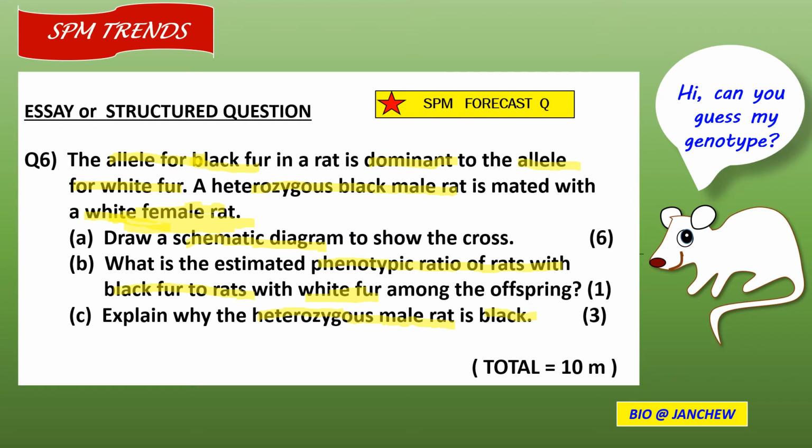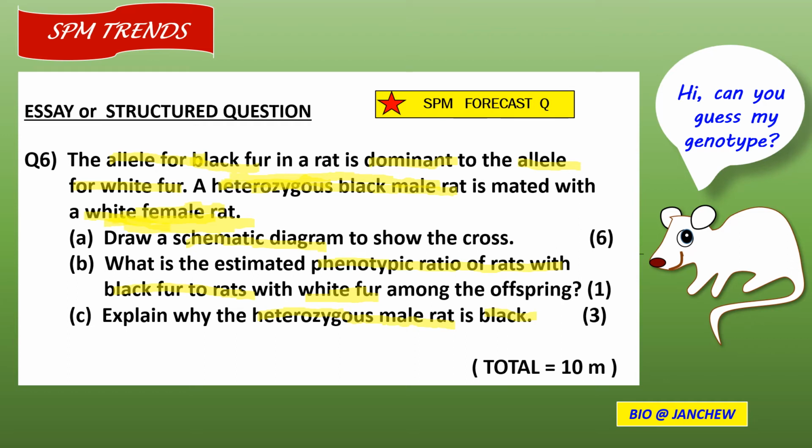And small b equals allele for white fur, recessive. Okay? Alright, then you can try to determine for yourself what the genotypes are for the heterozygous black male rat and the white female rat, so that you can draw the schematic diagram to show the cross.